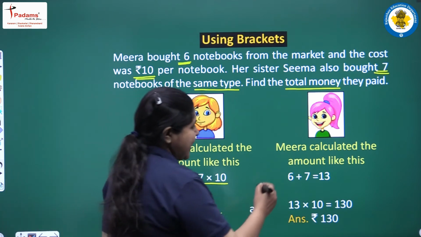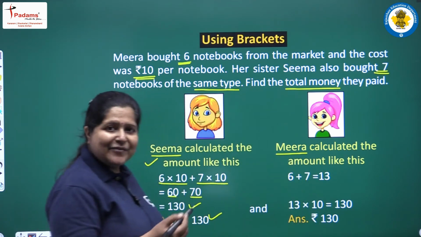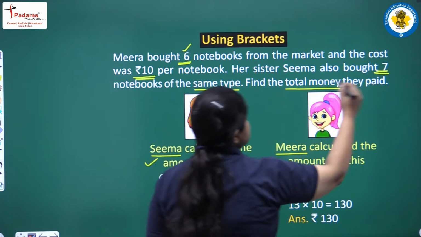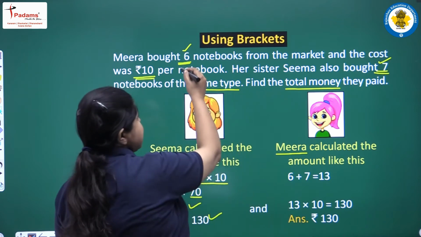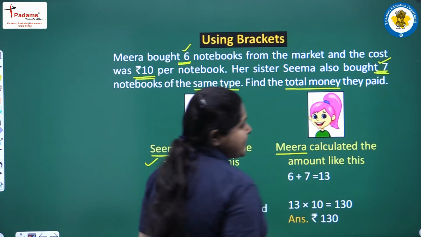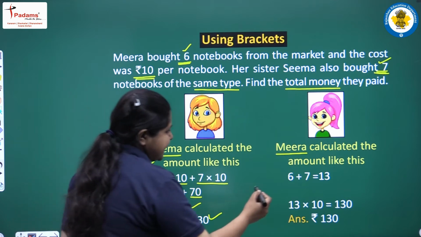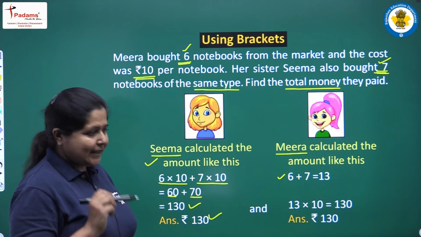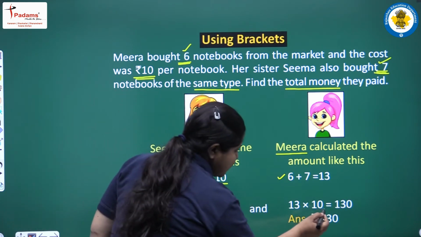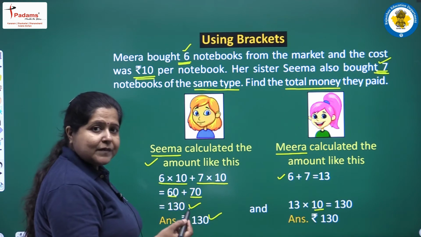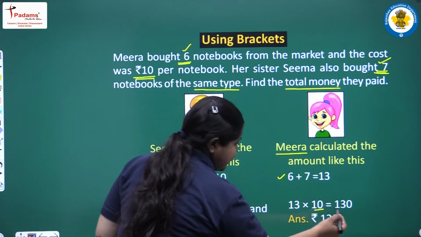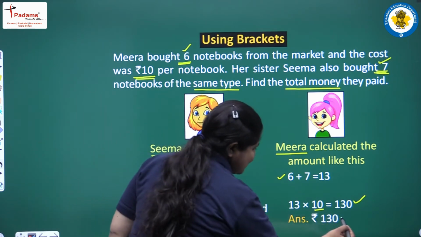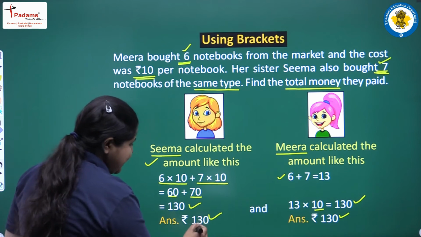Then, Meera also calculated the amount but in a different way. What did she do? She added the number of notebooks Meera and Seema bought. Meera bought 6 and Seema bought 7 notebooks. She first added the number of notebooks. 6 plus 7 equals 13. Then the cost of one notebook is rupees 10 and the cost of 13 notebooks will be 13 into 10, equal to 130 rupees.